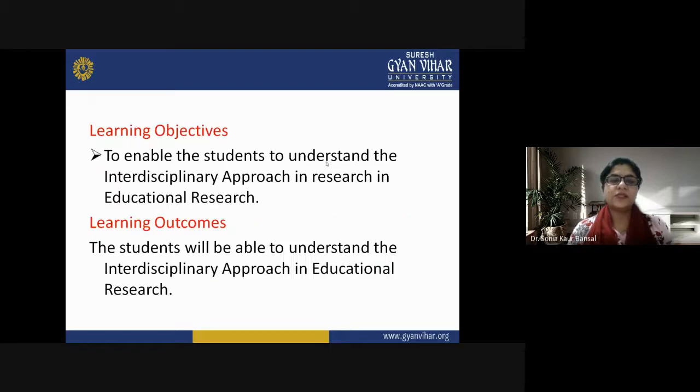So today's class learning objective which I have set for you all is that you will be able to understand the interdisciplinary approach in educational research. Just understand, students, what the concept is, what the term interdisciplinary means, what the interdisciplinary approach is, and how it works in research. So we are going to understand all about it. Let's have a look at the presentation.